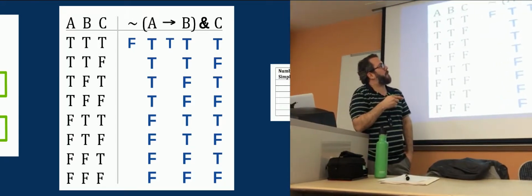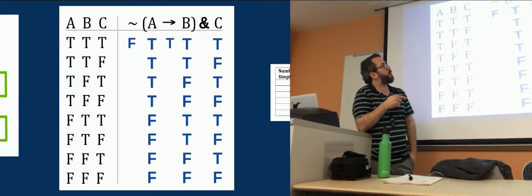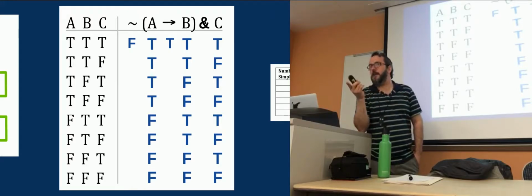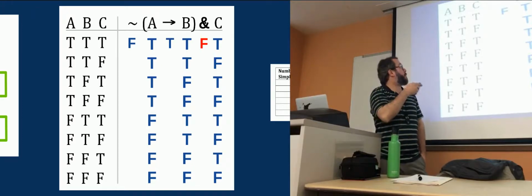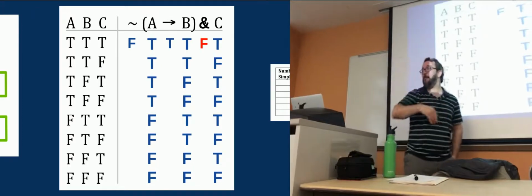So if A, then B is true when both A and B are true, that means it's not the case that if A, then B is going to be false. So I have a false thing and a true thing. That means the conjunction is false. So on that first line where everything's true, the whole statement's false.